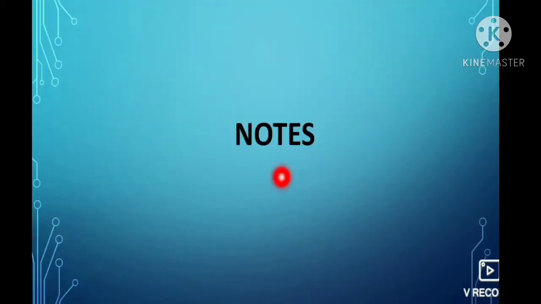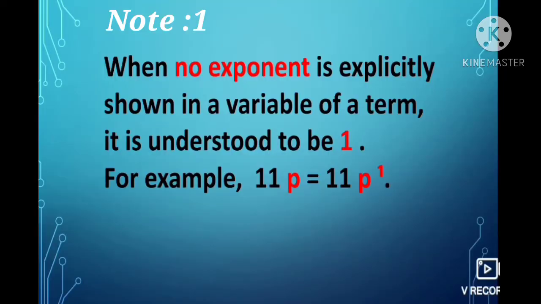Now, we are going to see some important notes. Note 1. When no exponent is explicitly shown in a variable of a term, it is understood to be 1. For example, 11p. Here, at the top right corner, there is no exponent shown explicitly. But it is understood that the variable p has exponent 1.